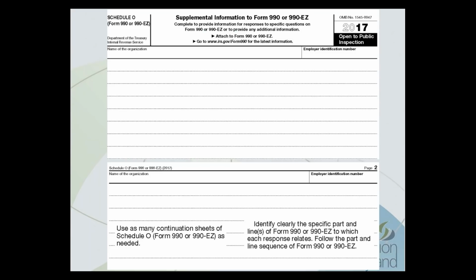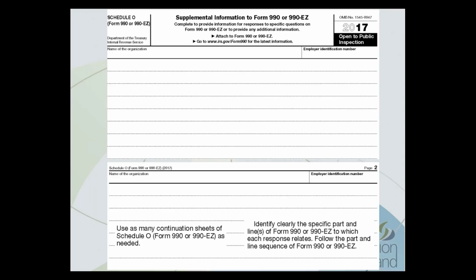Schedule O is, as I said earlier, blank. It is literally just, you put the name of the organization, your employer identification number, and then identify what page and what line of the form you're describing, and then you just launch in your description as briefly or in as much detail as you choose. That's all you have to do, and the continuation pages for Schedule O can go on forever if that's what you want.